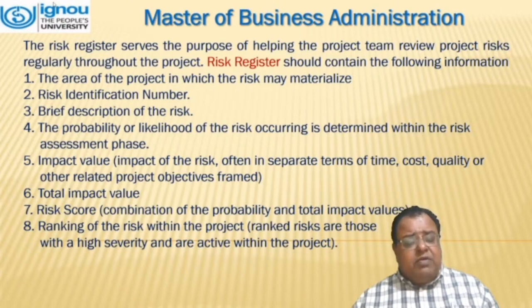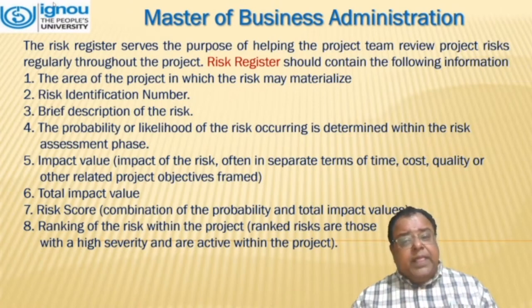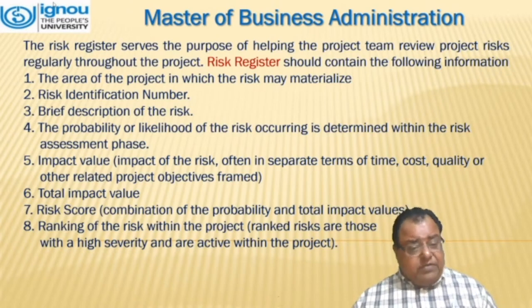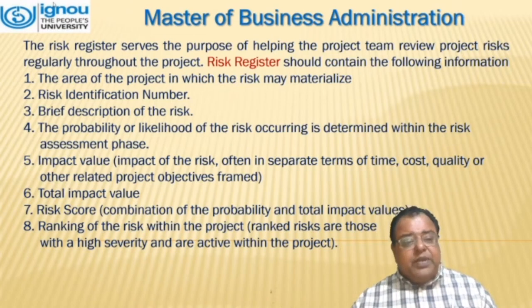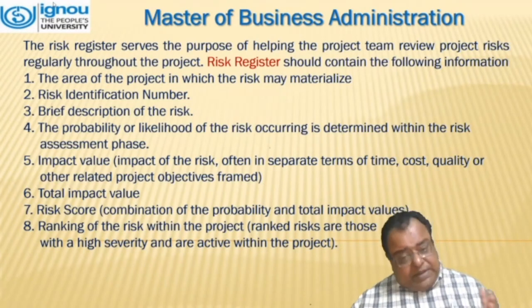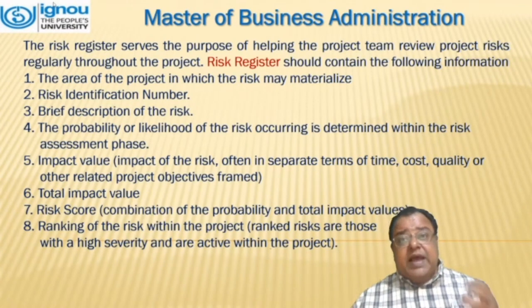The risk register should contain the following information: the area of the project in which the risk may materialize, risk identification number, brief description of the risk, the probability or likelihood of the risk occurring as determined in the risk assessment phase, impact value, that is the impact of the risk often in separate terms of time, cost, quality, or other related project objectives, total impact value, risk score, a combination of the probability and impact values, and ranking of the risk within the project, that is, ranked risks are those with a high severity and are active within the project.